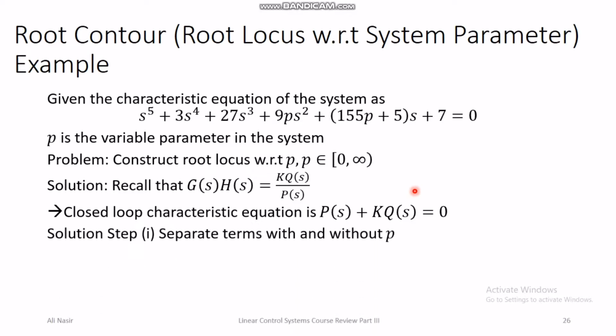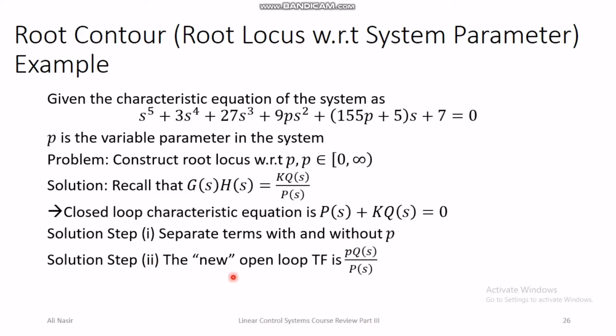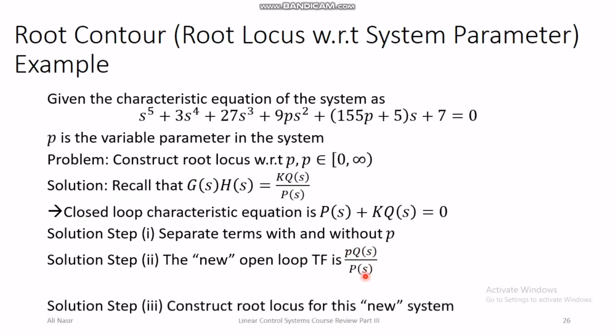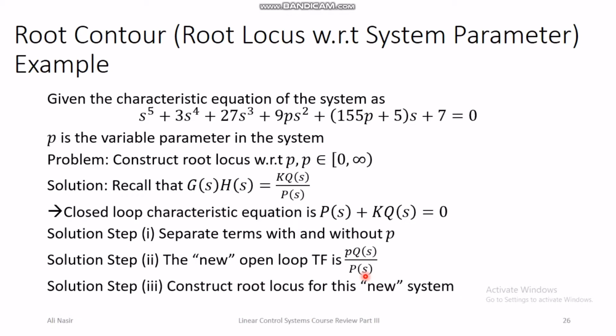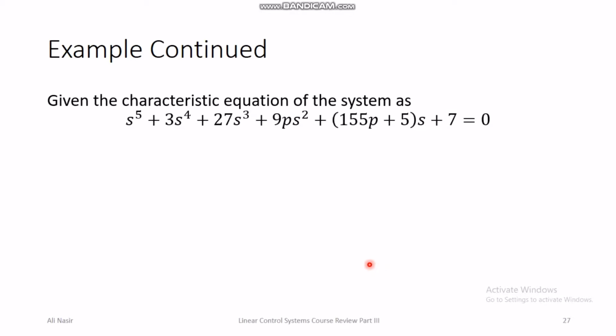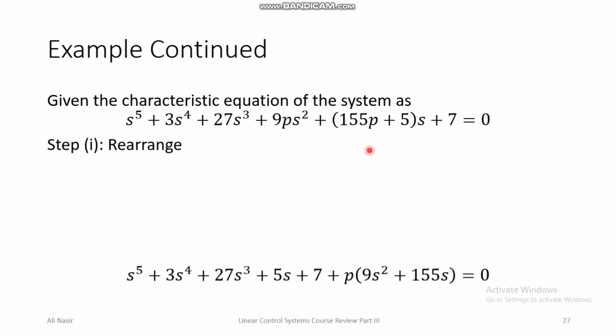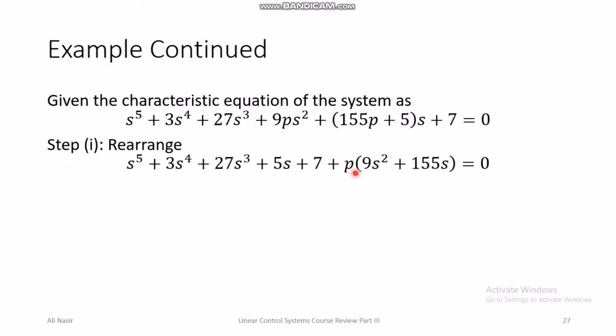So the solution, step 1, is to separate the terms with and without p. In this case, the new open loop transfer function will be p times q of s divided by p of s. So we construct the root locus using this new system, which is an artificially created open loop system. Given the characteristic equation, if we separate the terms, these are the terms involving p, and all of these terms do not involve p. So this is our p of s, and this will become q of s, and then p will become the root locus gain.